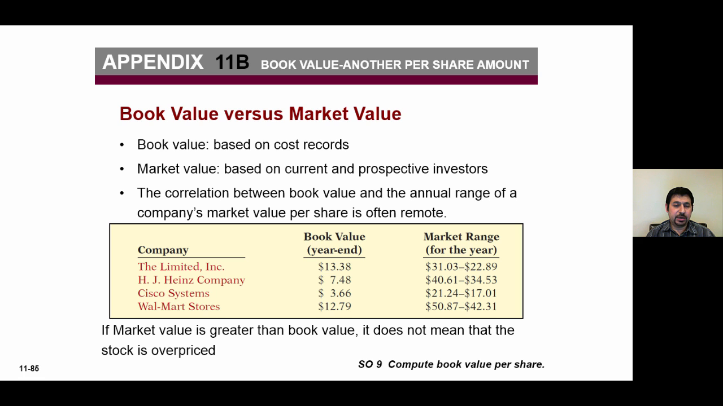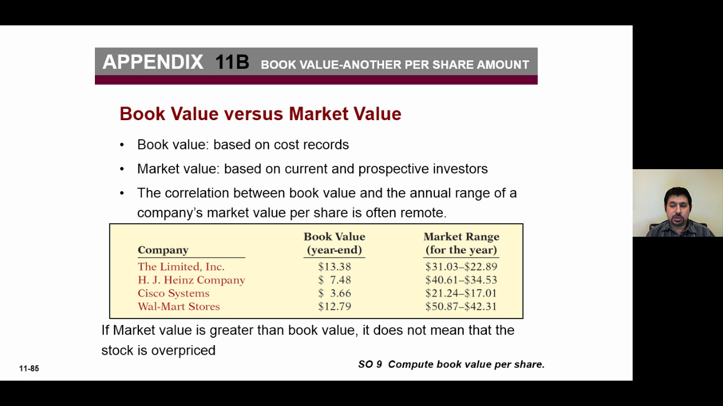Now, it is important to understand that the book value is different from the market value. The market value is driven by demand and supply. It is affected by companies' earnings, by companies' dividends, by other factors that might be out of the company's control. On the other hand, the book value is simply based on the cost records. Those are based on the company's records.